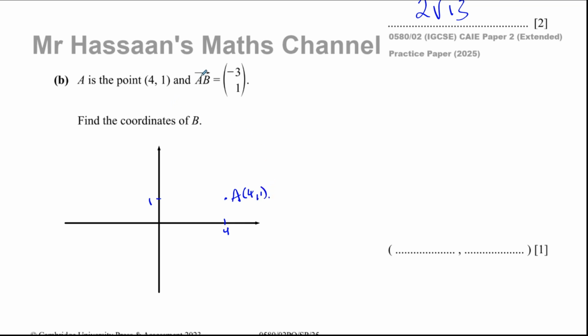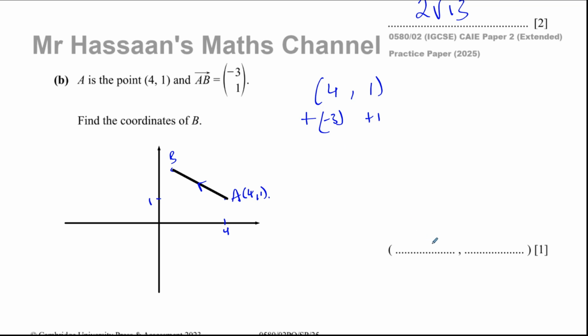And the vector A to B is (-3, 1). So from A, you've got to go 3 spaces to the left and 1 space up to get to B. Okay, to get from A to B, you've got to go 3 spaces to the left and 1 space up. That takes you to B. Okay, that's the vector from A to B. So you can see here, you've got to do 4 plus minus 3. So you have (4, 1), you have to add negative 3, and you have to add 1.